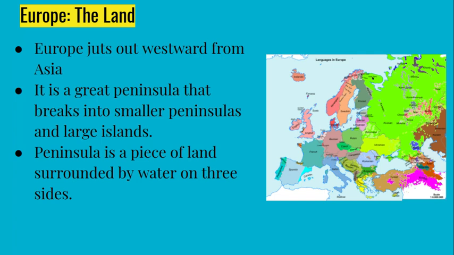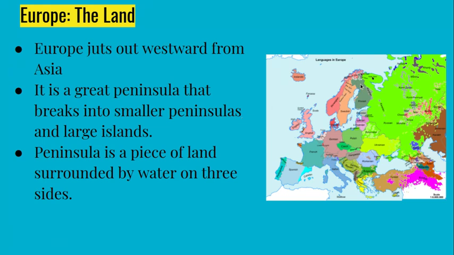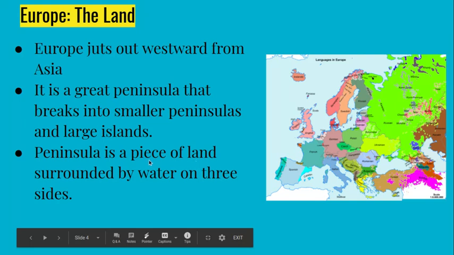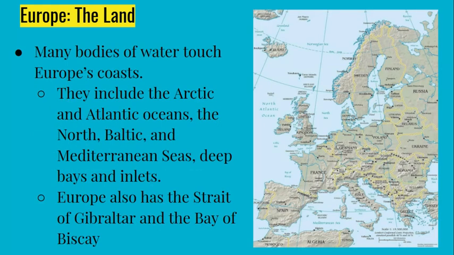So it is what we call a peninsula. It is a great peninsula that breaks into smaller peninsulas and larger islands. And a peninsula is a piece of land that's surrounded by water on three sides. So if you look, you have water here. So it swoops all the way around Europe. Okay? So this makes Europe one big peninsula, and then it has smaller peninsulas. Like there's a peninsula here, another peninsula here, peninsula here, peninsula here. Okay, so Europe is one big peninsula that breaks down into smaller peninsulas.